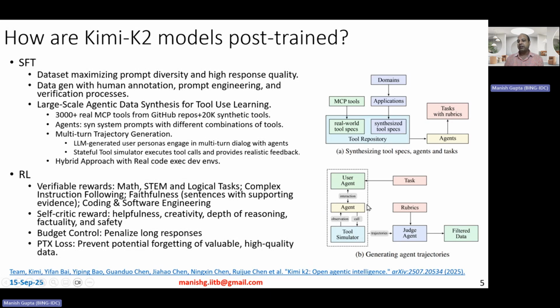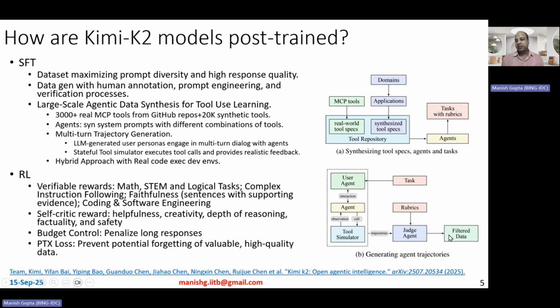These dialogues involve user turns and agent turns, where the agent makes use of a tool simulator, which is stateful in nature and can execute several tools that it has access to, and then provides realistic feedback via the agent to the user, and therefore interacts with the user in multi-turn settings. And again, in these interactions, they have a judge agent to evaluate the quality of these multi-turn dialogues, and then they keep only high quality ones.